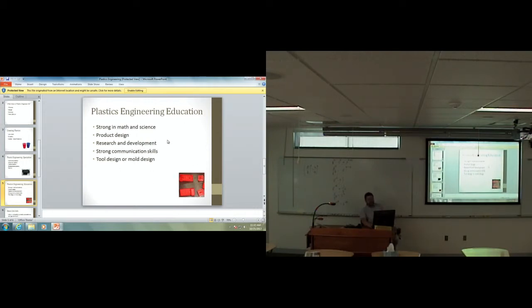If we're going to have imagery, we need to have imagery that makes sense for this stuff. But I don't even think you would need imagery for this. You need to have a major that's strong in math and science. You need to do some stuff in product design, research development, communication skills, tool design, mold design. And maybe you list some of the majors that are common for plastics engineering education. For example, materials science, process engineering, mechanical engineering, materials engineering. I mean, taking those kinds of majors are the perfect kind of thing to get into plastics engineering.